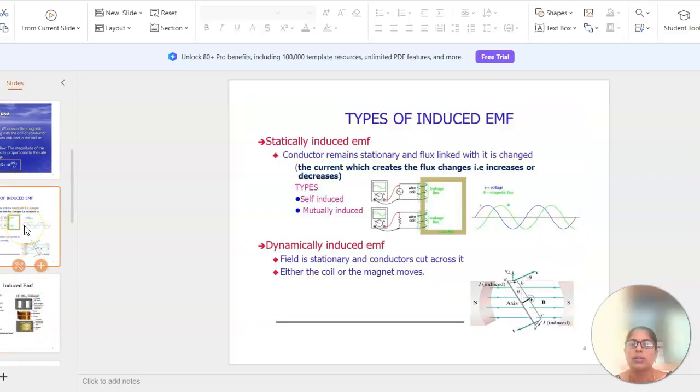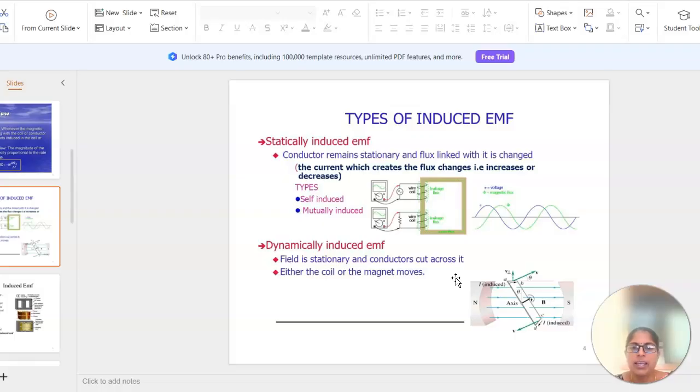So, for this induced EMF, there are two methods of inducing it. One is statically induced EMF and another one is dynamically induced EMF. Statically induced EMF: static means there are no mechanical movements. If there are no mechanical movements to induce EMF, then it is called statically induced EMF.